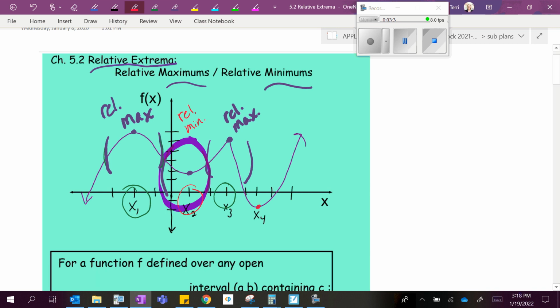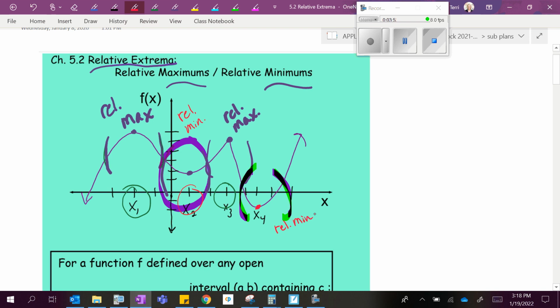Same thing here for x of 4. If we just looked at the interval around it, relative points to it, it's a min, okay? So that's what relative min and max look like on a graph.